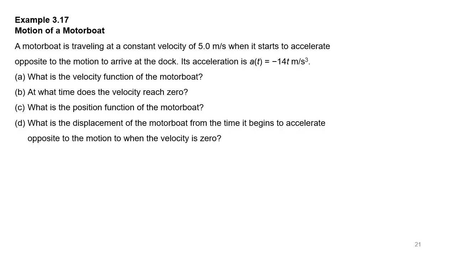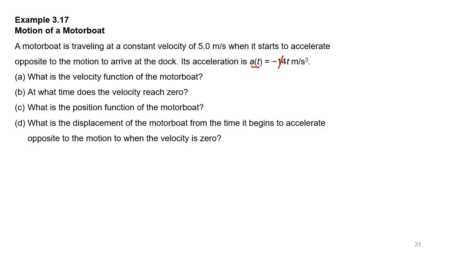That means the driver is applying brake. So its acceleration is negative. You see, it is opposite. So what is the value of acceleration? Acceleration is a function of time. Actually there's a mistake: it is minus 1 by 4 t meter per second cube. It's not 14, it's 1 by 4 t.